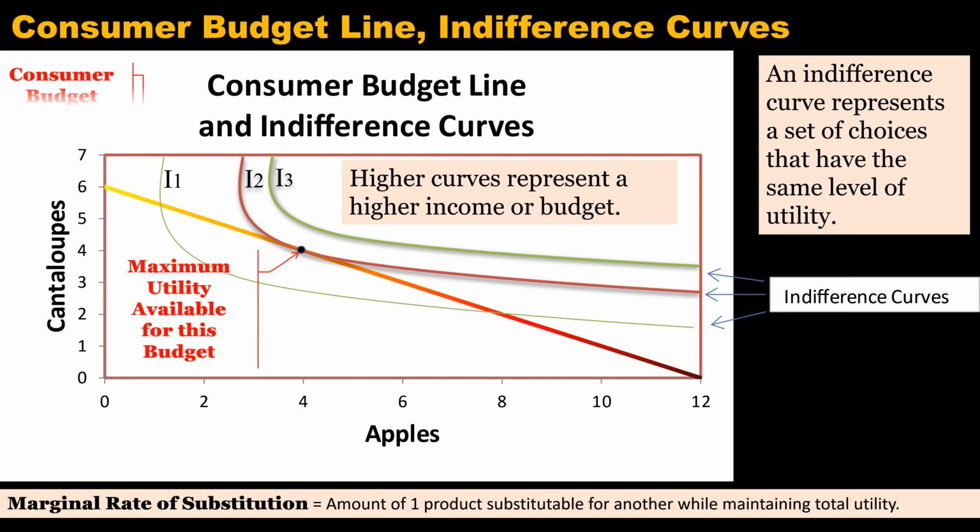When the consumer's budget line is superimposed on the indifference map, the point where the budget line is tangent to the highest indifference curve is the highest attainable total utility given the consumer's budget and represents the consumer's equilibrium position.